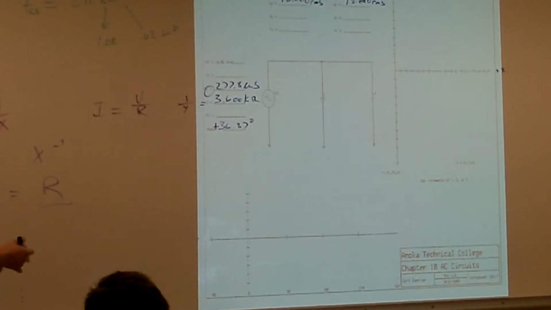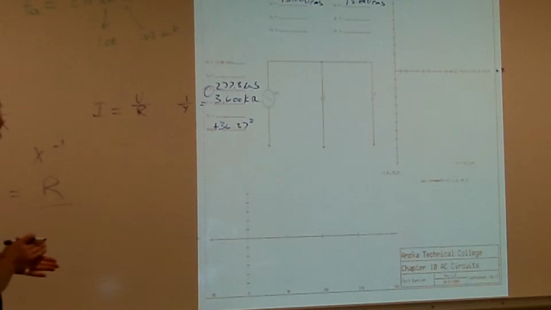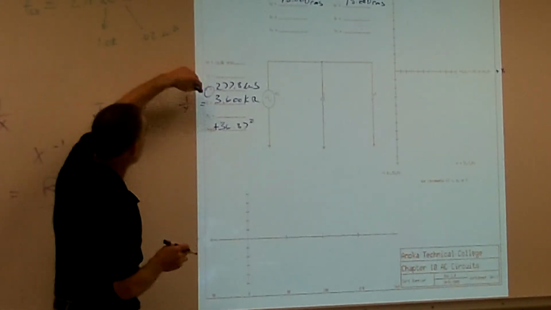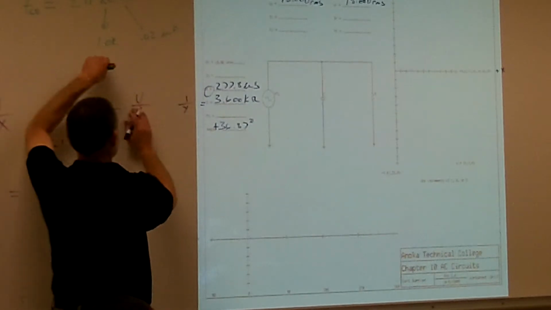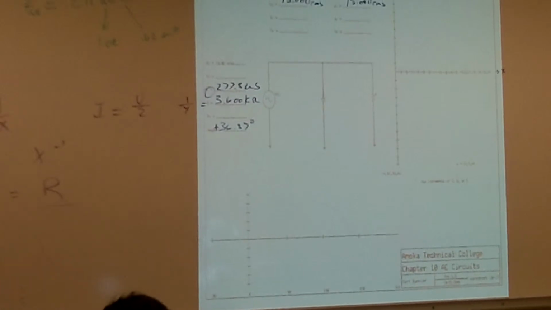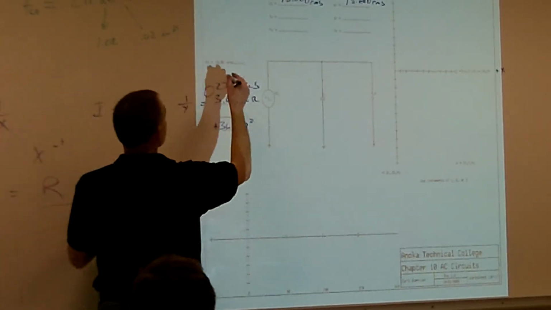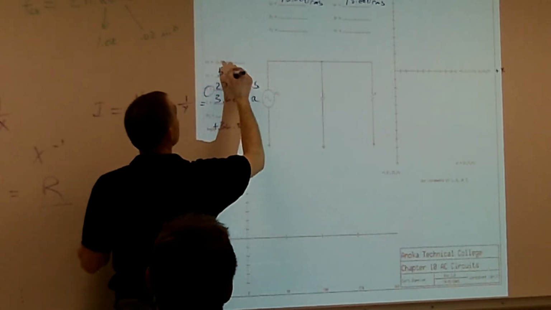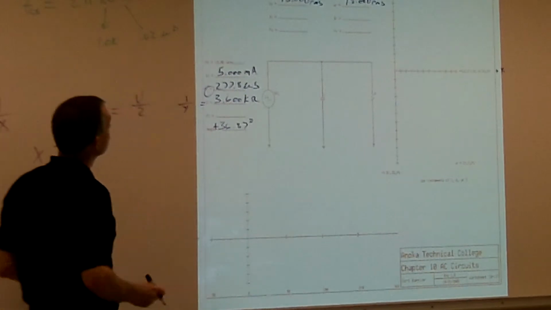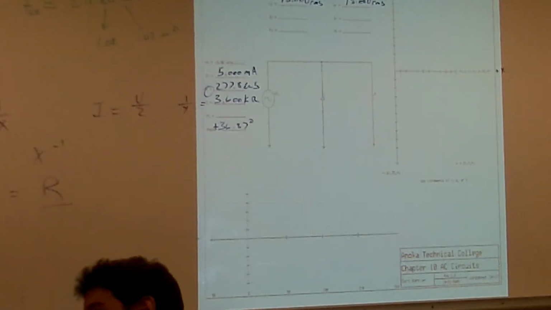All right. So once you get your impedance, then we can figure out what our total current is by just taking V over R, or Z in this particular case. So what do I get for total current? 5 milliamps. Okay, so now we've got our total current.